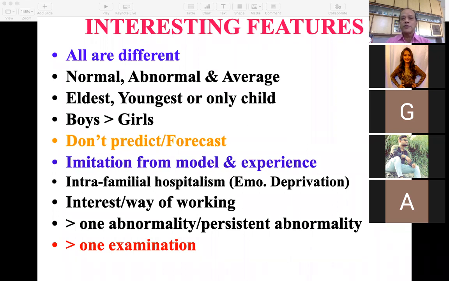Another important issue to understand the growth and development, or average growth and development of the child, is the number of abnormalities. A single abnormality may not be significant. Usually there has to be multiple abnormalities, or it should be a persistent abnormality. So remember, very important thing.